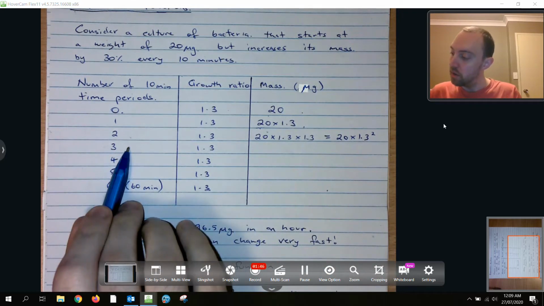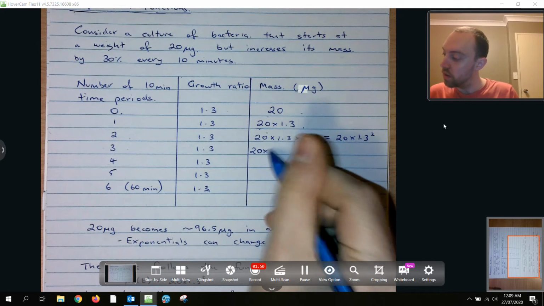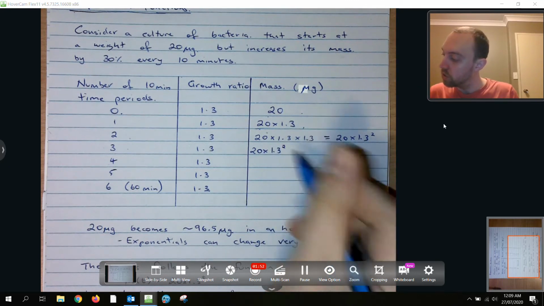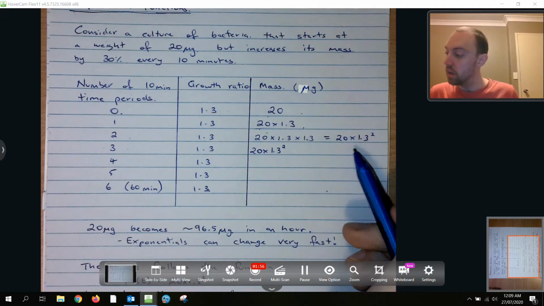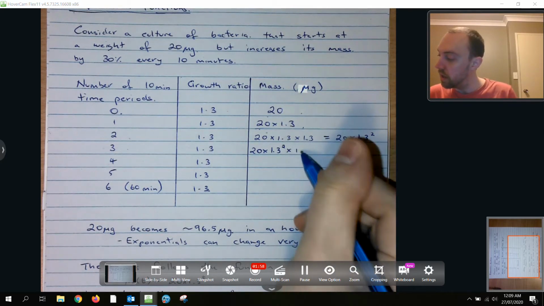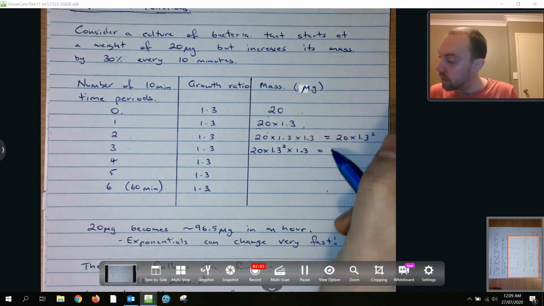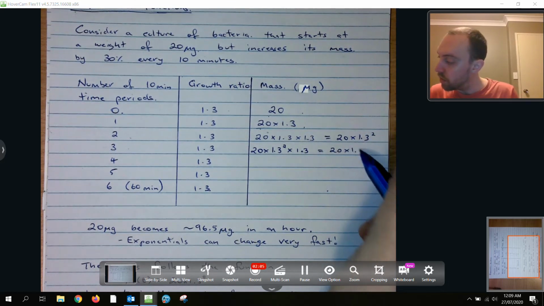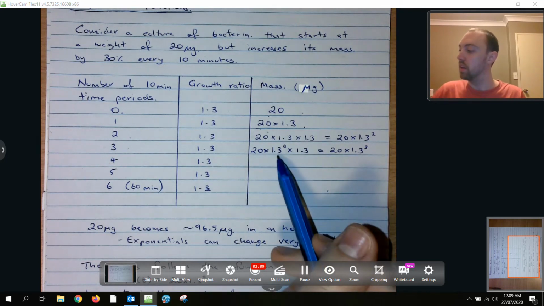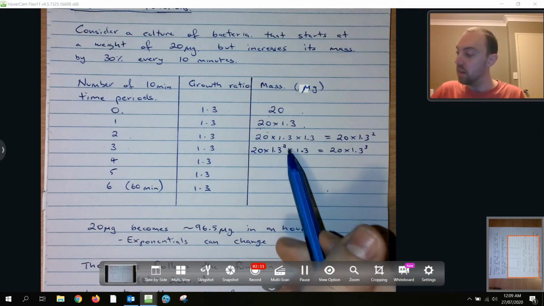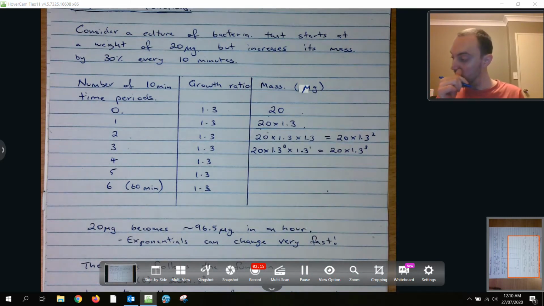For the next time period, it's increased again by 1.3, so 20 times 1.3 squared, where it was at the end of the second time period. Okay, and then increased by another 30%, which means we get 20 times 1.3 cubed, because our index laws say that once we have the same base, then we can add the powers. 2 add 1 is 3.